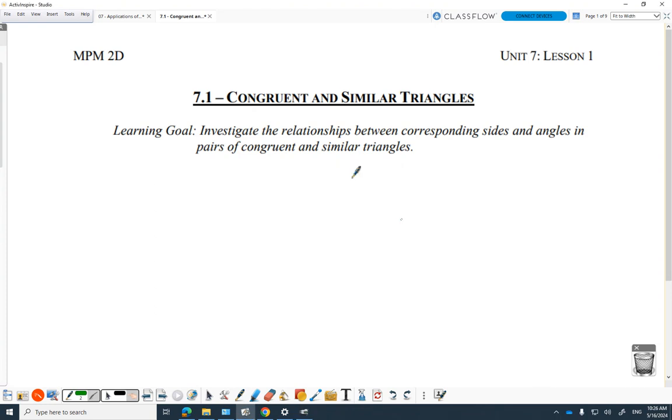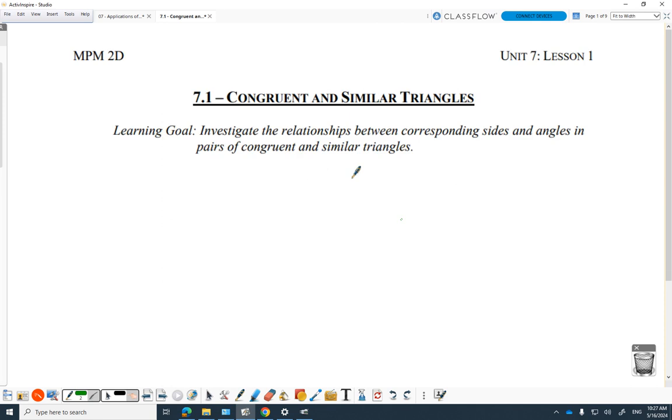All right, congruent and similar triangles. Maybe you've seen the congruent word before. It's okay if you're like, what? Maybe you've seen similar in other contexts, but maybe you've never seen similar as referred to triangles. My job to tell you all about it today, okay?